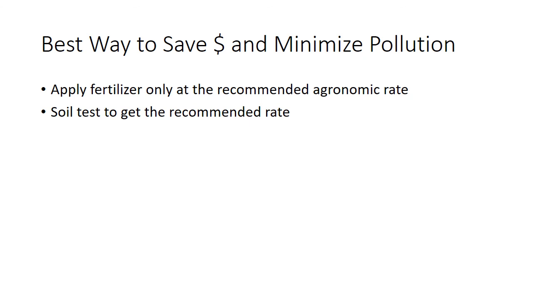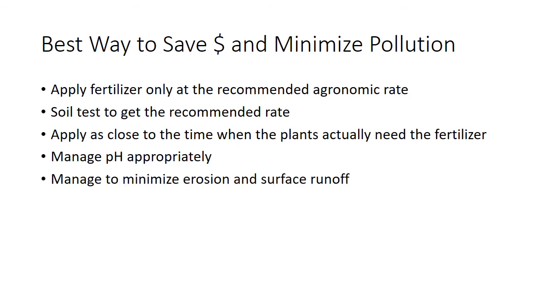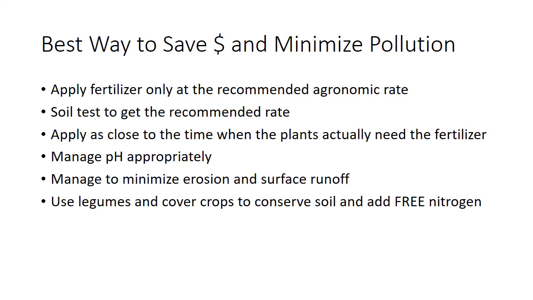We need to soil test to actually figure out what the recommended rate is. And we also want to apply our nutrients and the fertilizer as close to the time when the plants are actually going to need it to make it as efficient as possible. In addition, we want to manage the pH appropriately, and we also want to do what we can to minimize erosion and surface runoff. So the best ways to do that are use no-till or use practices that slow the water down, like terracing, contour cropping, and so on. And we can also use legumes and non-legume cover crops to conserve soil. And also, if they're leguminous, we get free nitrogen. So that's a big benefit.